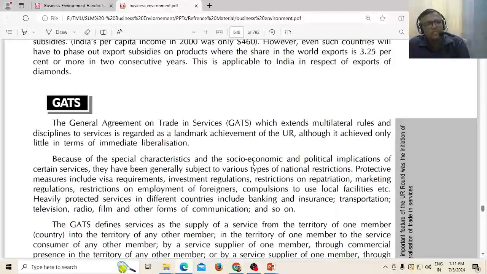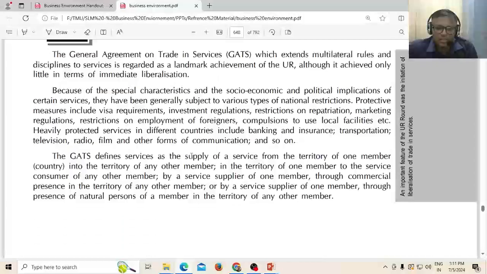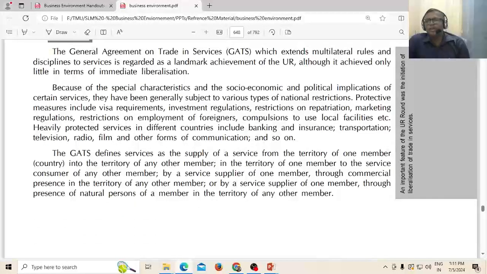Heavily protected services in different countries include banking and insurance, transportation, television, radio, film, and other forms of communication, and so on. Thus, the GATS defines services as a supply of service from the territory of one member country into the territory of another member, in the territory of one member to the service consumer of another member, or by the service supplier of one member through commercial presence in the territory of any other member, or by the service supplier of one member through the presence of natural persons of the member in the territory of any other member.